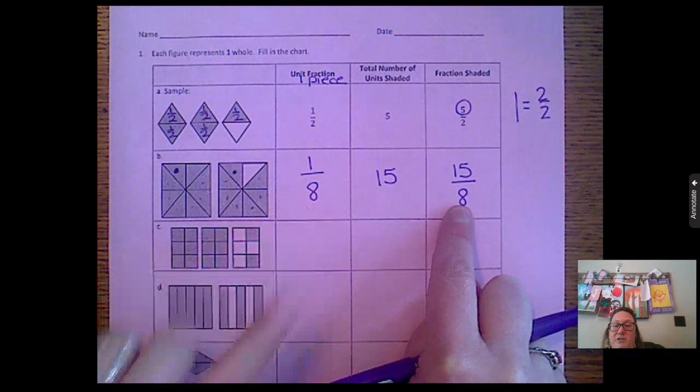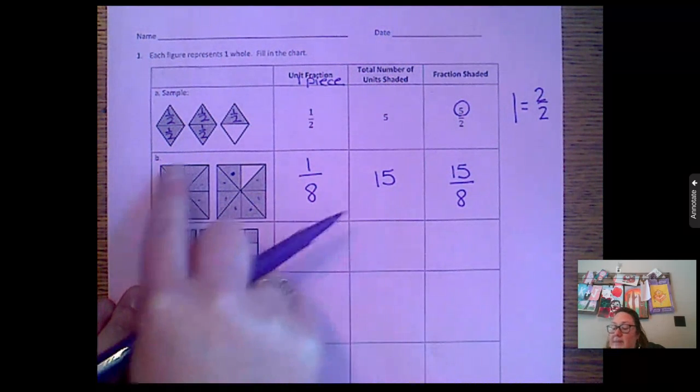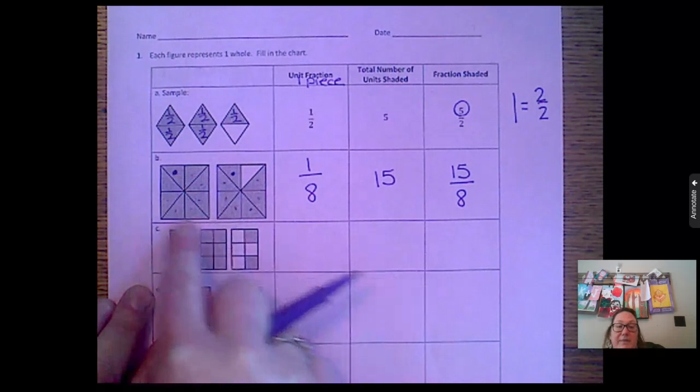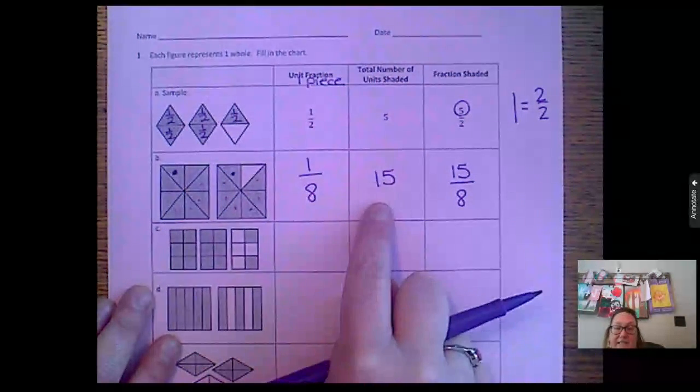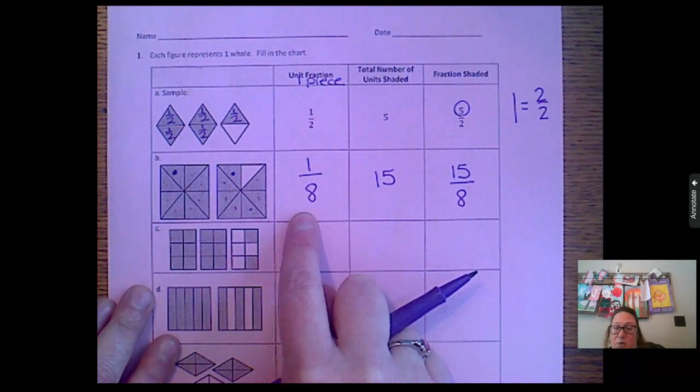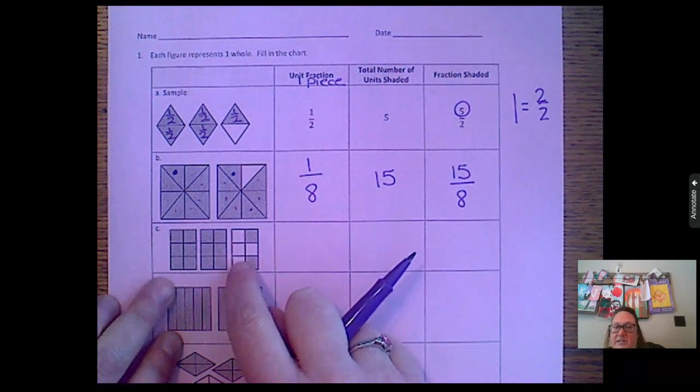Okay, so I wanted just to show you first, counting all the way around and counting by 1/8 so you could really see what we're doing, but it would definitely be faster to say, okay, there's 15 pieces and there's 8 pieces in each whole, right? So we'll try that strategy for C.